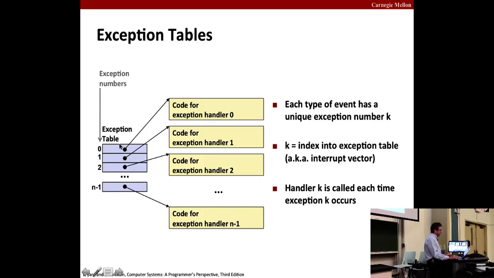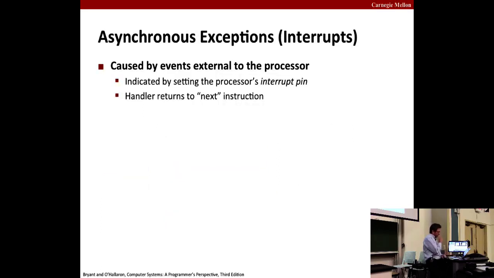And so when event K happens, then the hardware uses K as an index into this table and gets the address of the exception handler for that exception. And so every time that event K happens, that handler K is invoked. Now, there's different kinds of exceptions. We distinguish them as being asynchronous or synchronous.